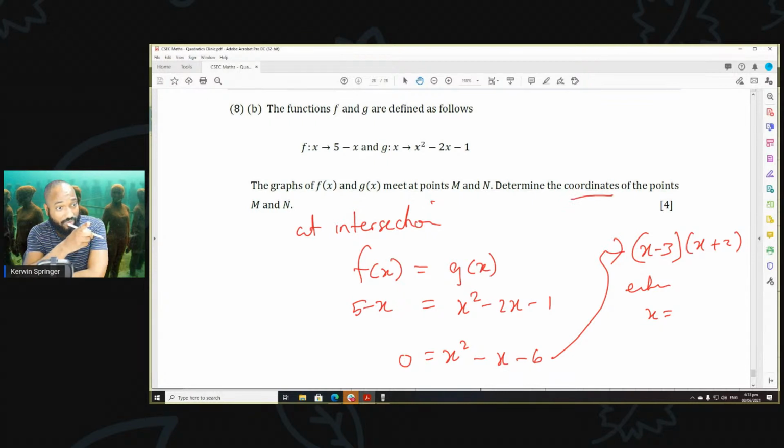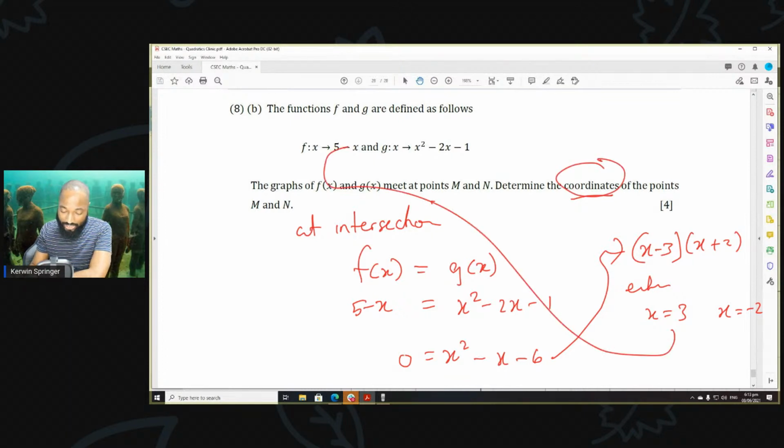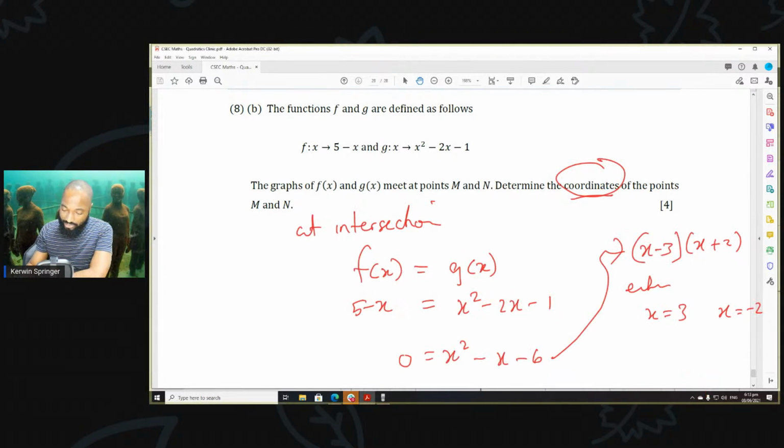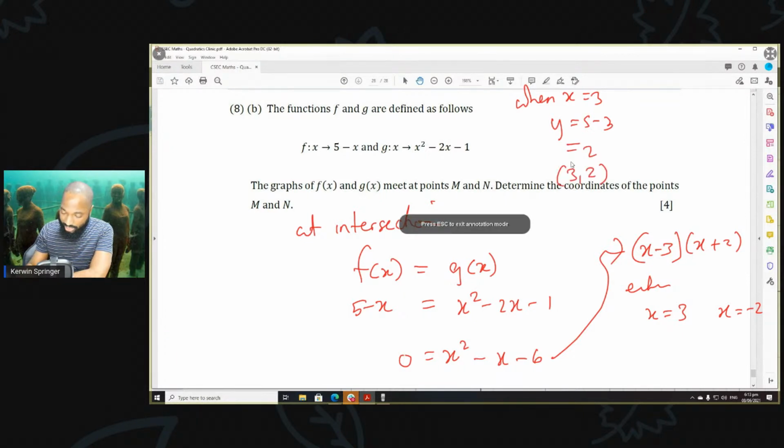Very tricky. Because you might be tempted to stop here. Yes, you're done. But they wanted the coordinates. So we need to go back and put this in one of these equations and get the y value. You'll agree with me? So when x is equal to 3, y is equal to 5 minus 3, equal to 2. So one of them is (3, 2). Well done, Keon. And when x is equal to -2, y is equal to 5 minus -2, which is 7.